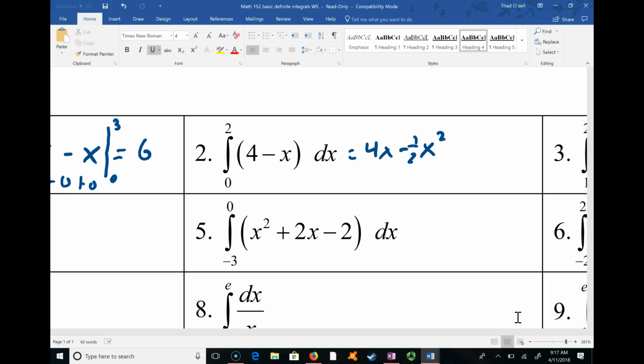Now let's check it one more time. What's the derivative of 4x? 4. What's the derivative of negative 1/2 x squared? Negative x. It works. So then we just need to evaluate this from 0 to 2. If I put a 2 in there, that's 8 minus, 2 squared is 4, 1/2 of 4 is 2. Put a 0 in there, and I get minus 0 plus 0. And I get a total of 6. Whoa, are they all 6? That's kind of weird.